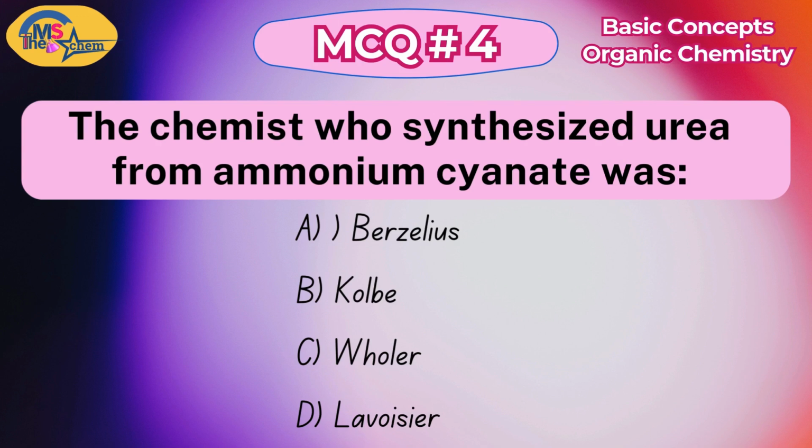This is a more fundamental and basic question from organic chemistry, and everyone knows that Wohler was the first scientist or chemist who synthesized urea from ammonium cyanate. So the answer is option C. And now one more question.